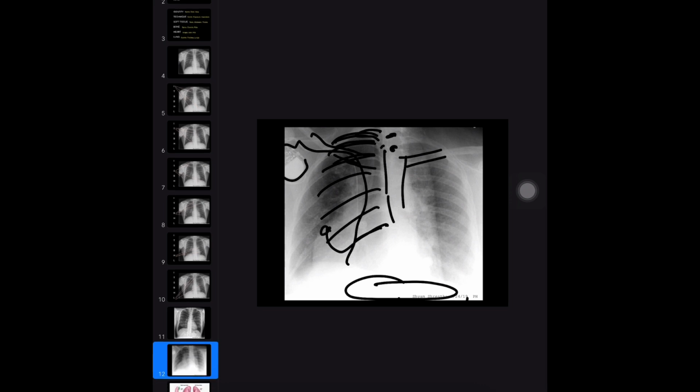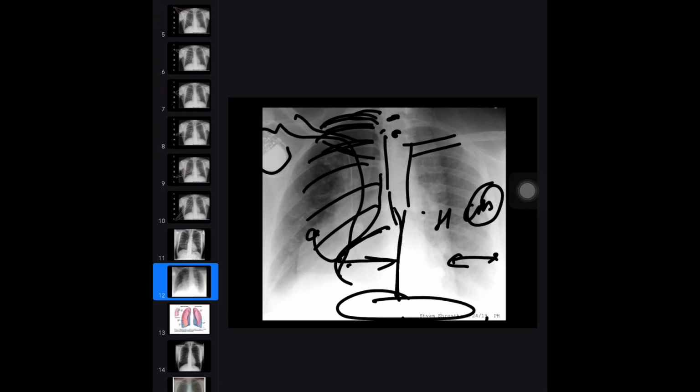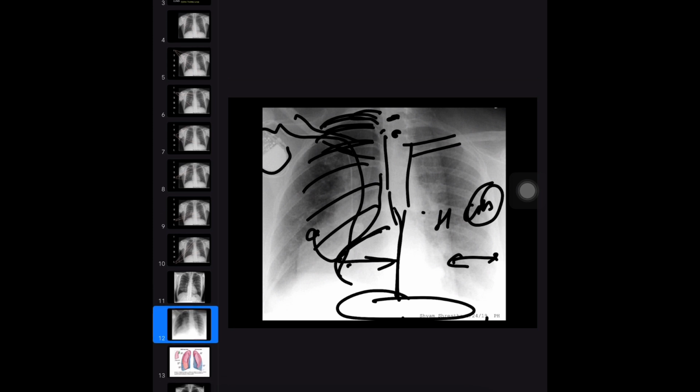And for the heart, this is greater than this, so cardiomegaly is seen. And after the heart, the lung, we have to see the outline. So for looking at the outline, here is the disruption of the outline, so the lower lobe of the lungs is involved.